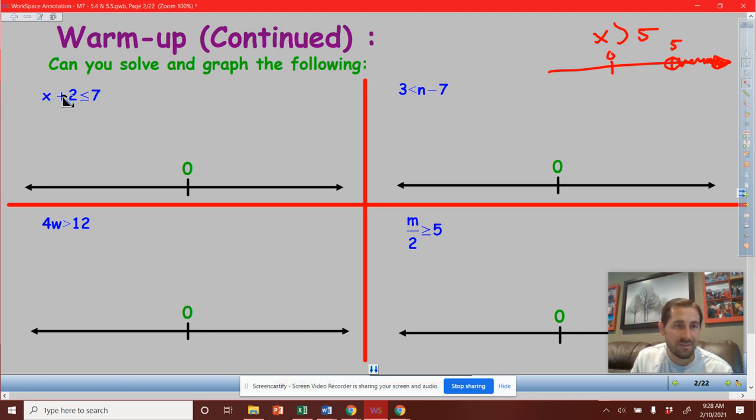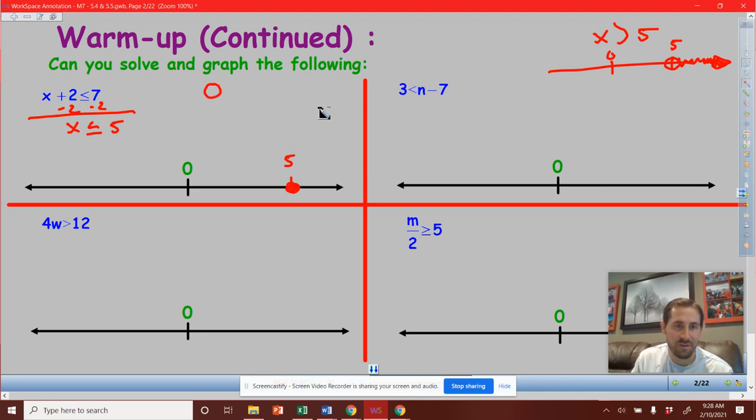So I want to get x by itself. I do the opposite of plus 2. I minus 2, and I minus 2. So I get x is less than or equal to 5. So then I graph this. I'll put 5 on my number line. This with the line, meaning it can equal it, means I have not an open dot, but a closed dot.